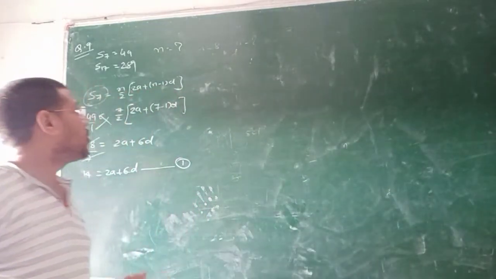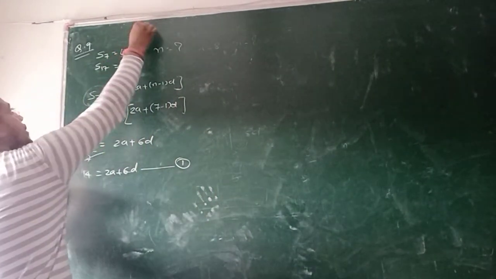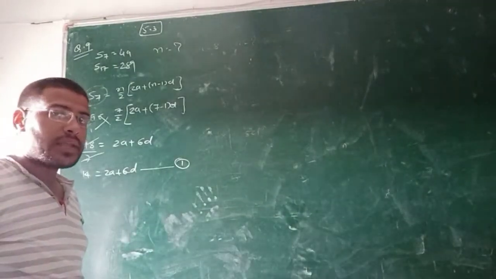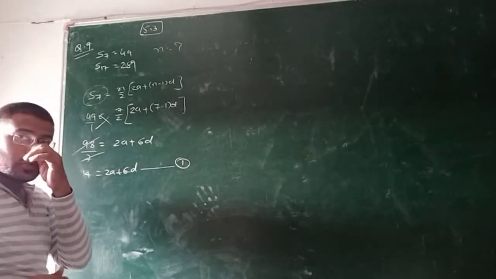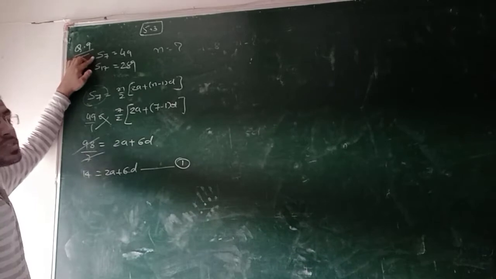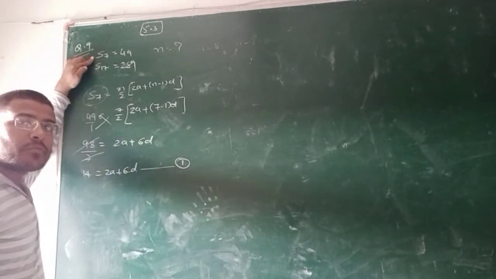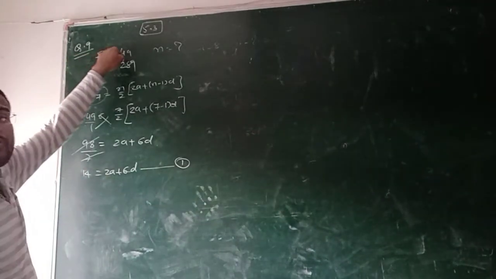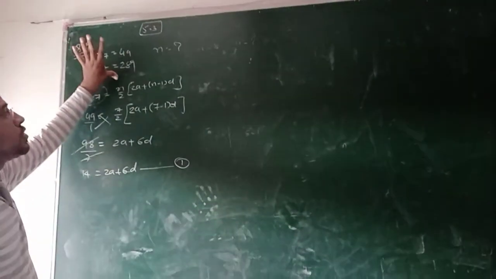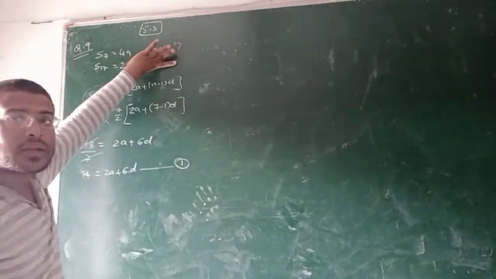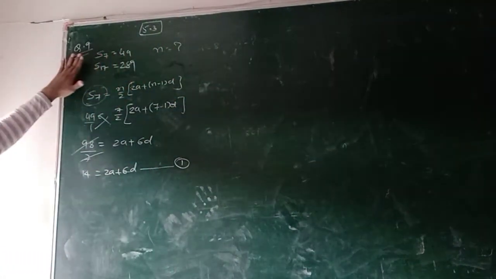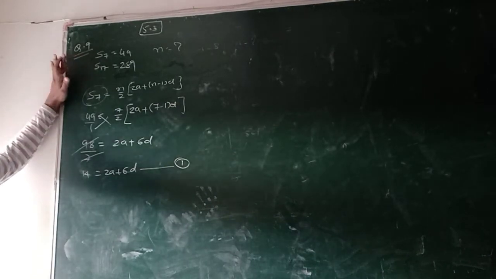Friends, as you all know that exercise 5.3 is going on and we are discussing almost all the questions one by one simultaneously. Right now we are discussing question number 9, where you are given the sum of the first 7 terms of an arithmetic progression is 49, and similarly the sum of the first 17 terms is 289, and it is demanded to find the value of n only, right friends? So you have given two things, so one by one we will calculate.